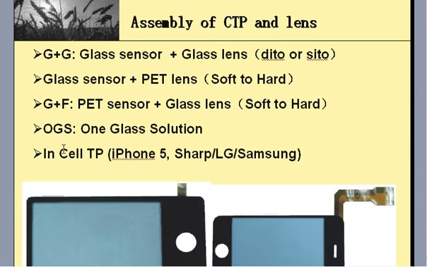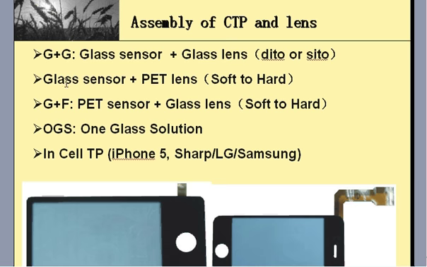And the assembly of touch panel and the lens. In that case, we know that the most popular one is G plus G, that is a glass sensor plus glass lens. So we have DITO and SITO. DITO means that the ITO is on both sides of the glass. SITO, that means the ITO for both X and Y is on the single side of the glass.